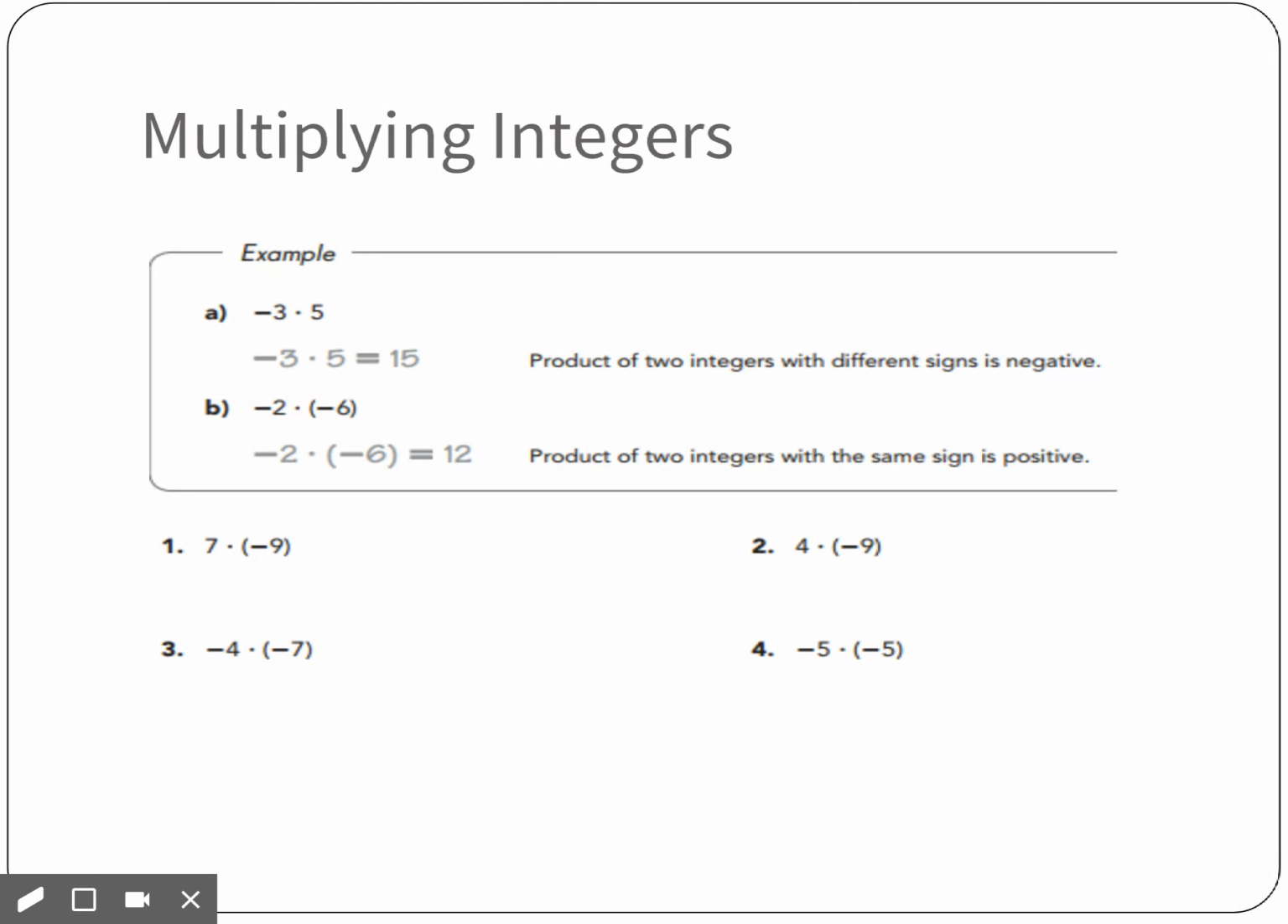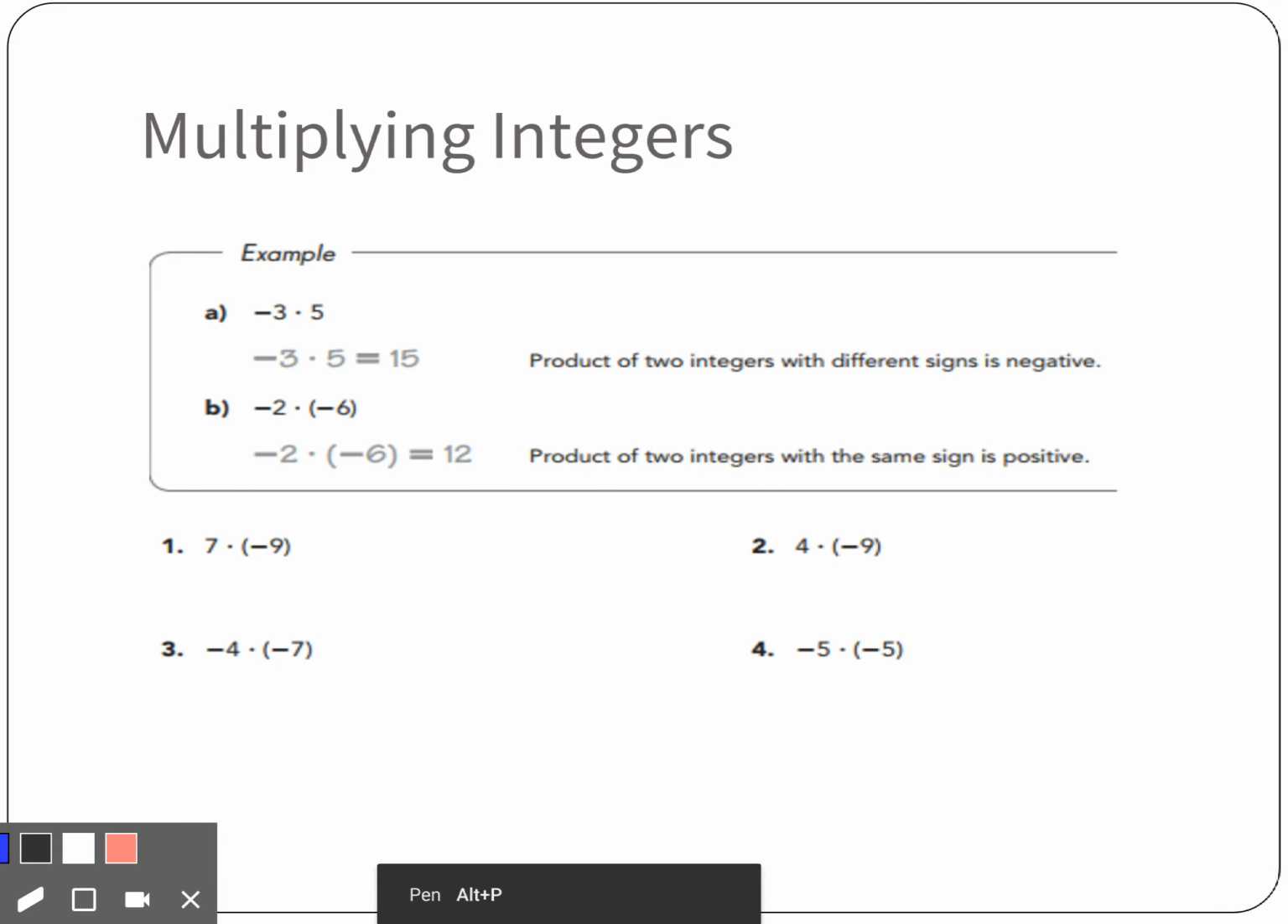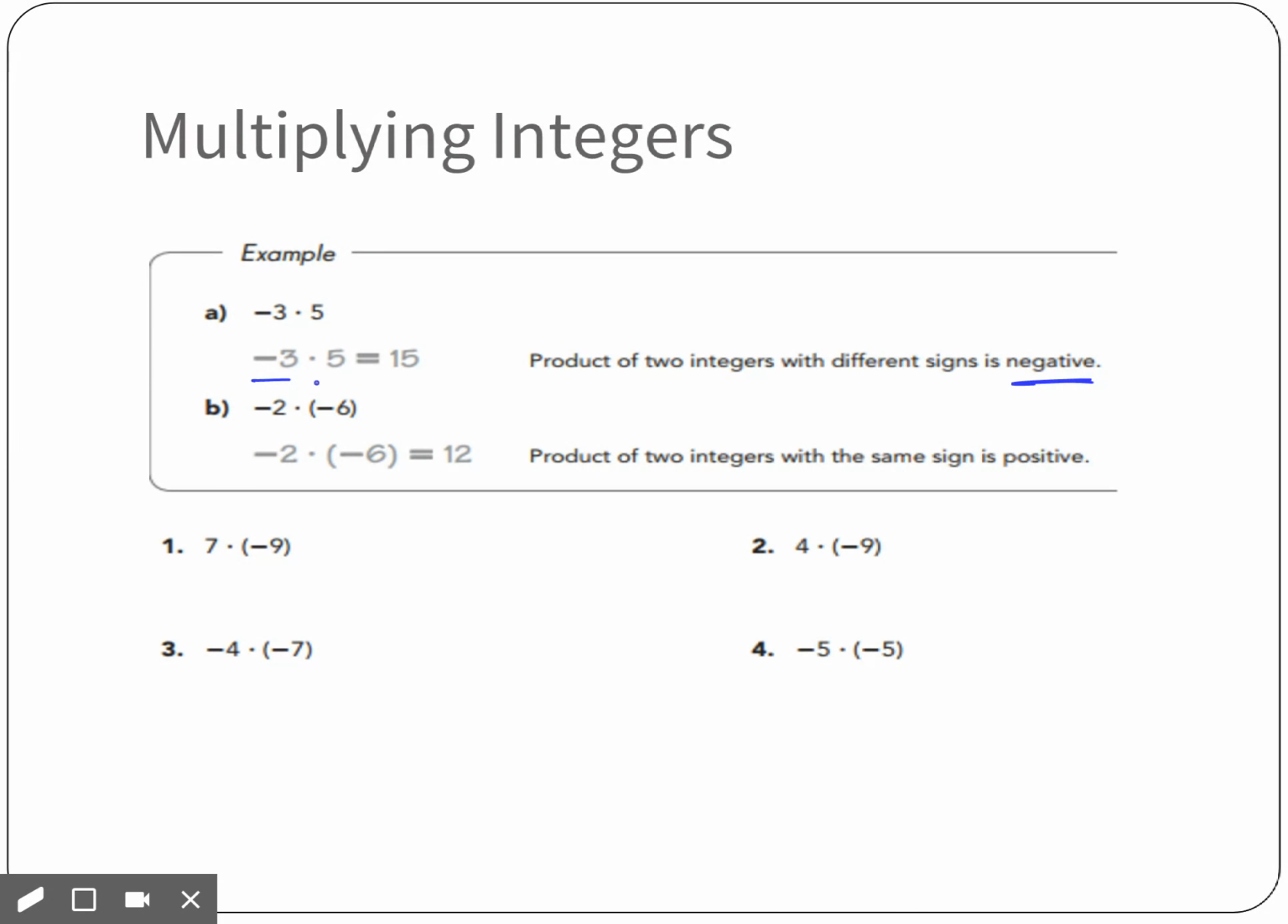In multiplying integers, the product of two integers with different signs is negative. So if you have a negative and a positive, you're always going to wind up with a negative. So this should be negative 15. And then the product of two integers with the same sign is always positive, even if they're two negatives. So negative 2 times negative 6 is going to be a positive 12.